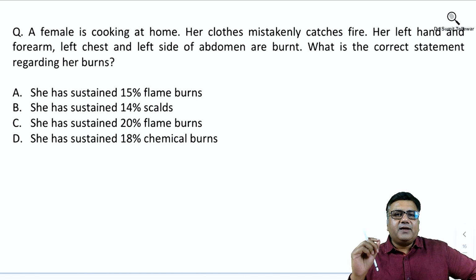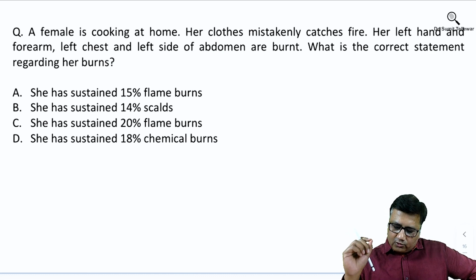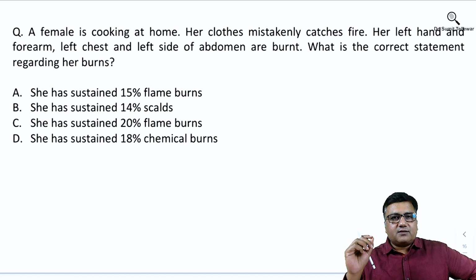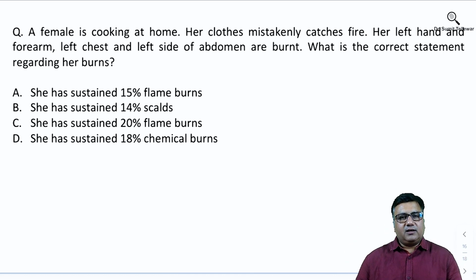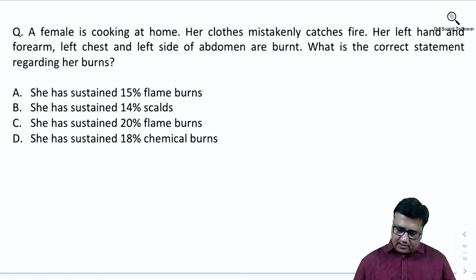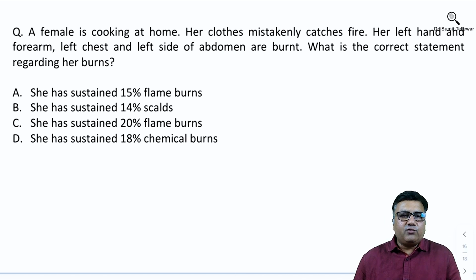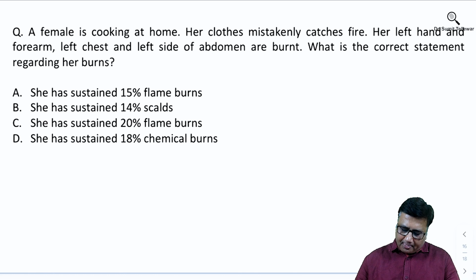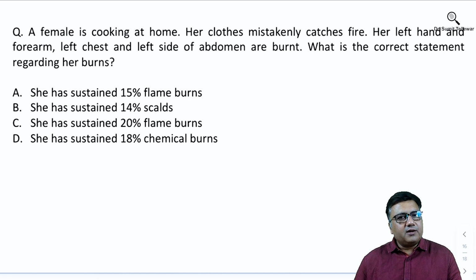A female is cooking at home. Her clothes mistakenly catches fire. Her left hand and forearm, left chest and left side of abdomen are burnt. What is the correct statement regarding her burns? The statements are: she has sustained 15% flame burns, she has sustained 14% scalds, she has sustained 20% flame burns, or she has sustained 18% of chemical burns.